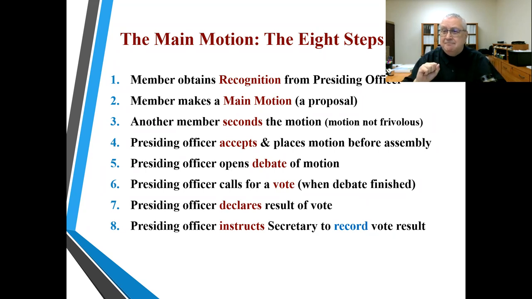Now, bit of a process here. For the member who's been recognized, they should understand that there's a little bit of political aspects to what they're doing. There's nothing wrong with having a preamble to sell the benefits of your proposal.